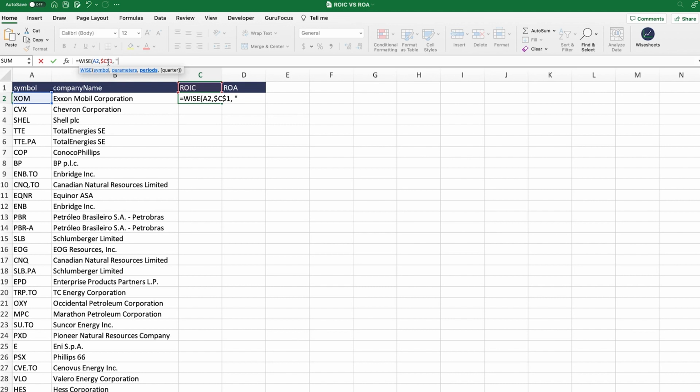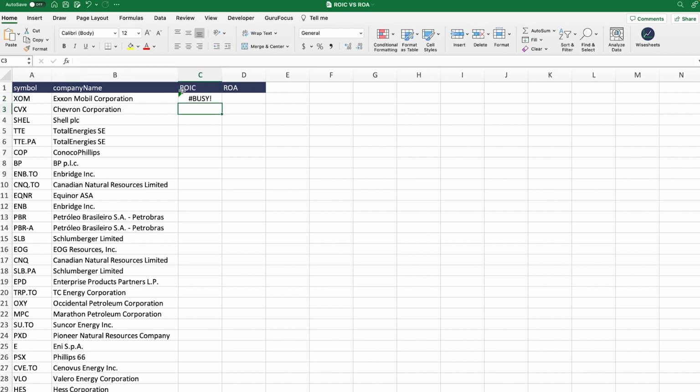And then for the period, we could enter a year like 2021 or 2022, for example. But in this case, what's better is to use TTM. TTM takes the trailing 12 months of data, so it allows you to compare the ROIC apples to apples, regardless of whether particular companies have different fiscal dates when they release their financial data.